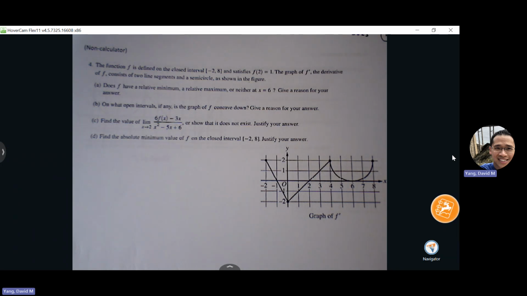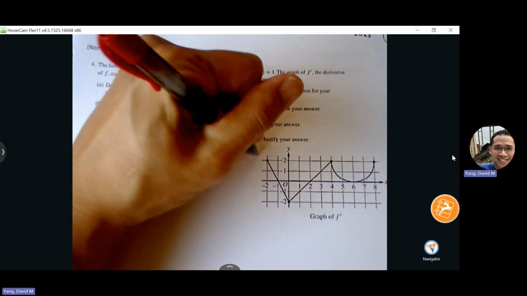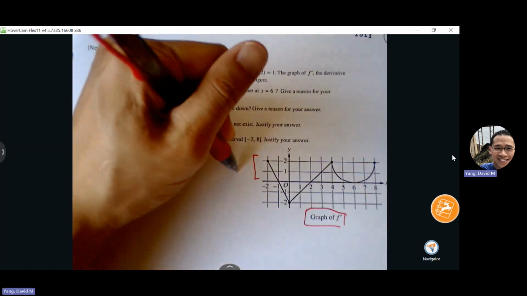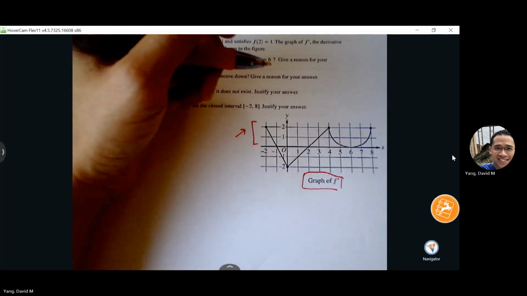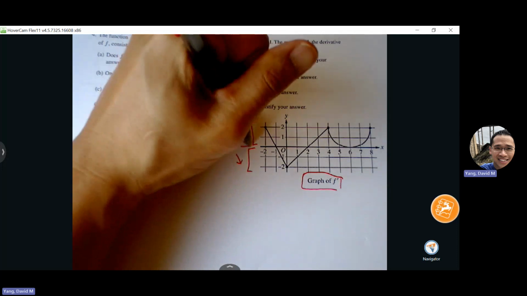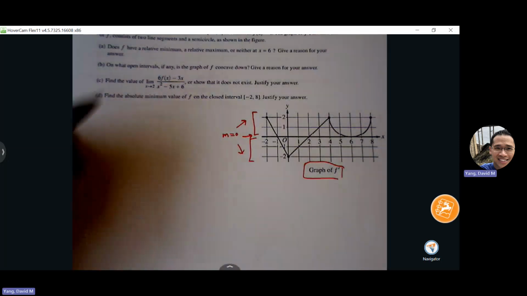Well, if we're looking at our f prime graph, we'd like to label what we're looking at here. Anything above the x-axis, this is again the f prime graph, means my original f graph is increasing. Anything below the x-axis means my original graph is decreasing. So this is negative slope. Anything on the x-axis is where the original graph is experiencing slope 0. Okay, so here's my f prime sign line.